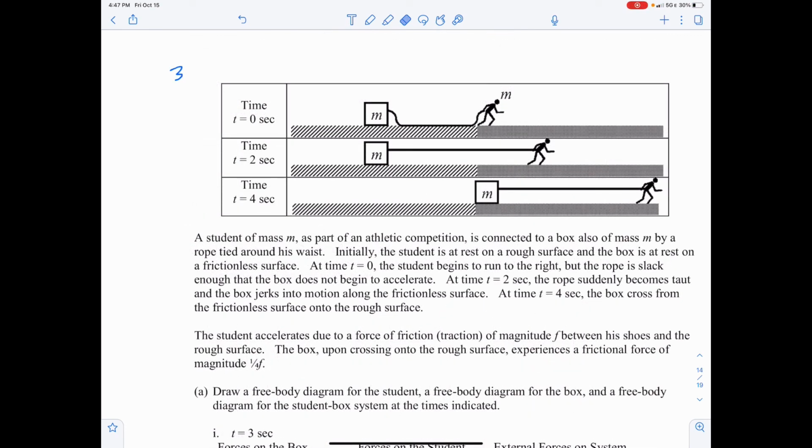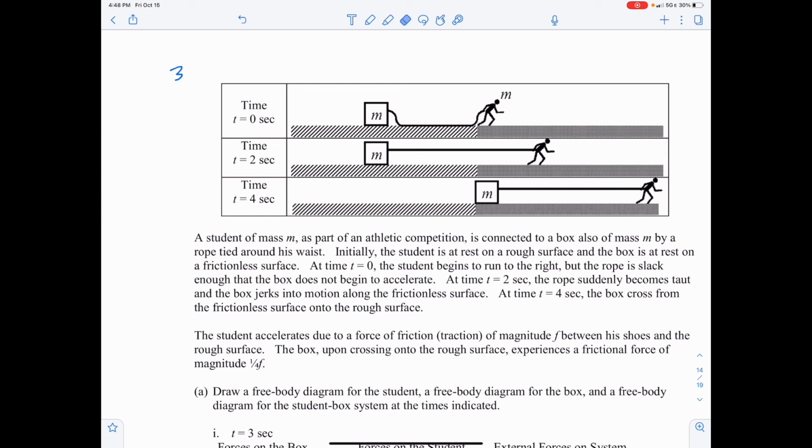Number 3. A student of mass m as a part of an athletic competition is connected to a box also of mass m by a rope tied around his waist. Initially, the student is at rest on a rough surface and the box is at rest on a frictionless surface. At time equals 0, the student begins to run to the right, but the rope is slack enough so that the box does not begin to accelerate. At time equals 2 seconds, the rope suddenly becomes taut and the box jerks into motion along the frictionless surface.